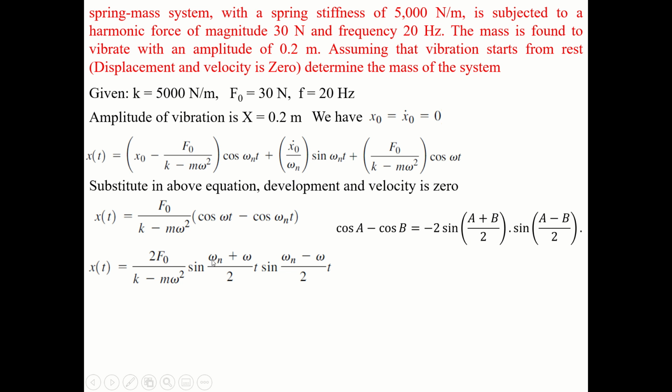Okay, sin omega n is b plus omega. Since it is negative, we swapped here: omega n plus omega divided by 2. Next multiply, it is not plus: sin omega n minus omega divided by 2, into t. Don't confuse with a and b here, since negative is there, so swap it. So 2f naught divided by k minus m omega square, sin (a plus b) divided by 2, sin (a minus b) by 2. Okay, that's the simplest form of this equation.